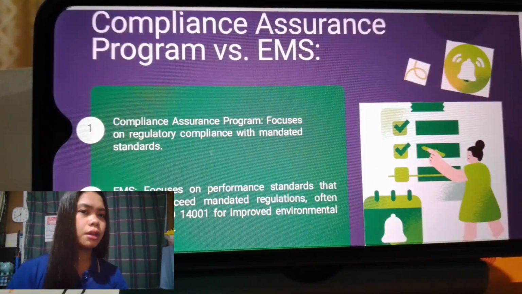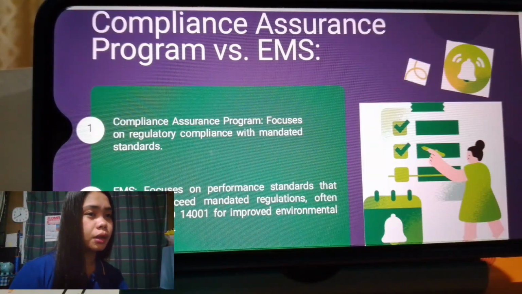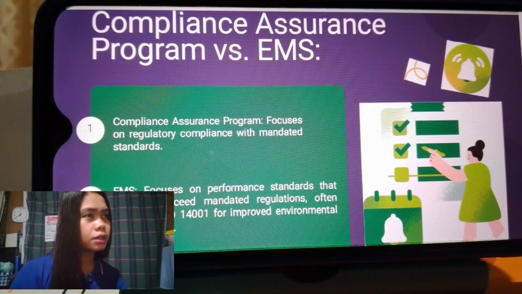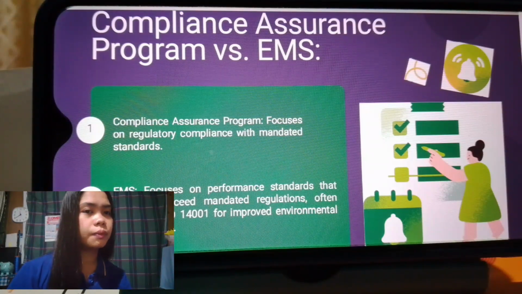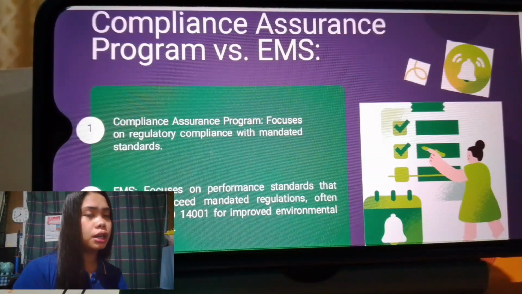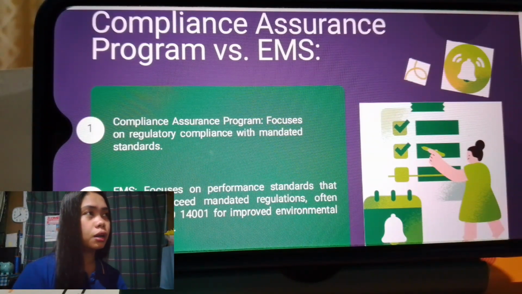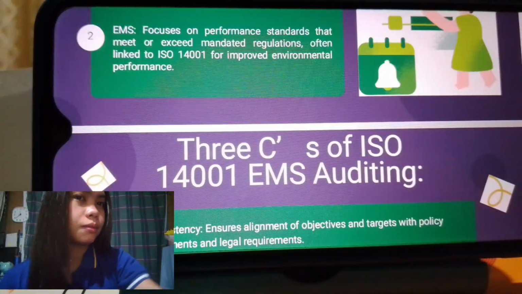And the compliance assurance program versus EMS. The compliance assurance program focuses on regulatory compliance with mandated standard. As I said earlier, it follows laws and regulations, for example the Air Act and the Water Act, the rules and regulations for the environment. Example of that are garbage and factories. That's some example of mandate or standard. It focuses on implementation, or what we call, I forgot.